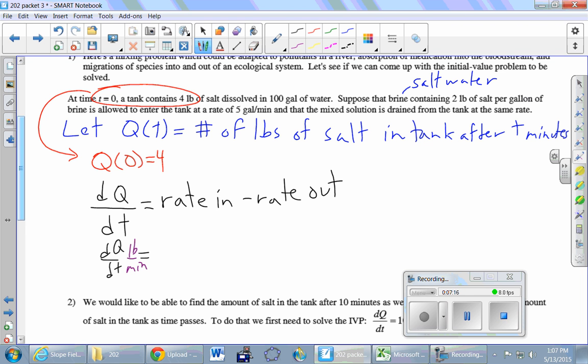Let's see, it says 2 pounds per gallon, 5 gallons per minute. So how many pounds per minute are coming in? It's 10. Divide. 2 pounds per gallon, 5 gallons per minute. But if we just write it out, we'll see it. We know that the salt is coming in at 2 pounds per gallon multiplied by 5 gallons per minute. Yep. Gallons go away, and we have our 10 pounds per minute coming in.